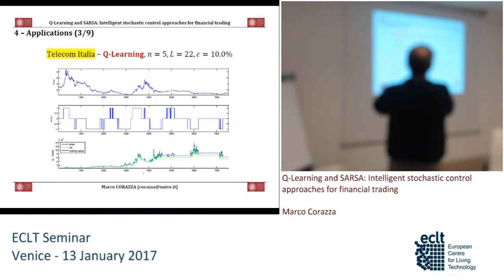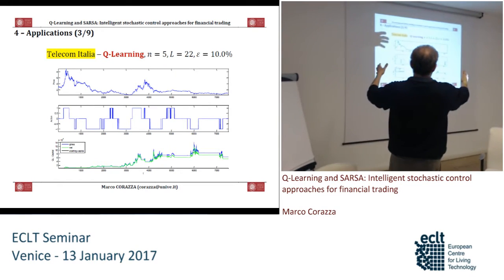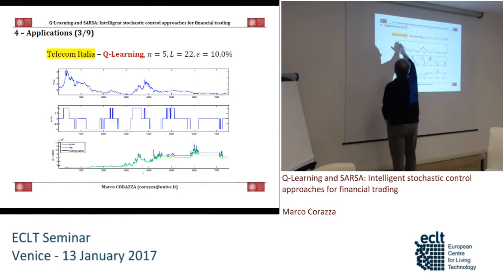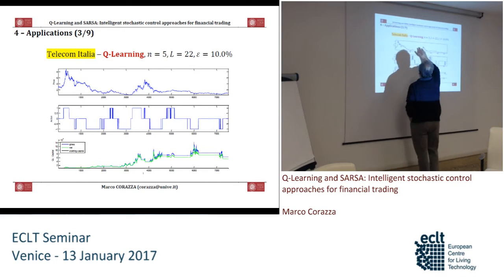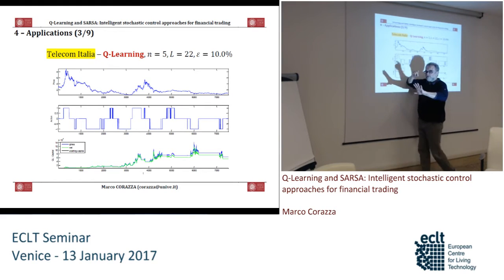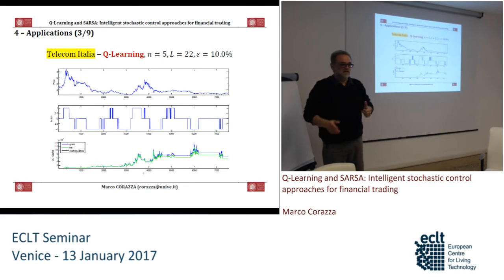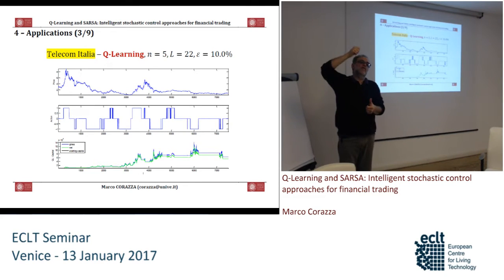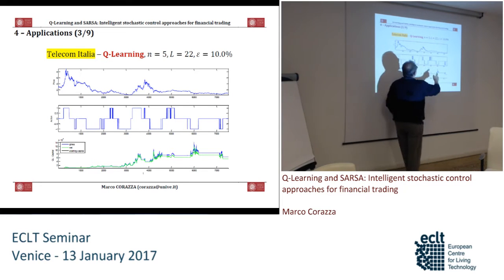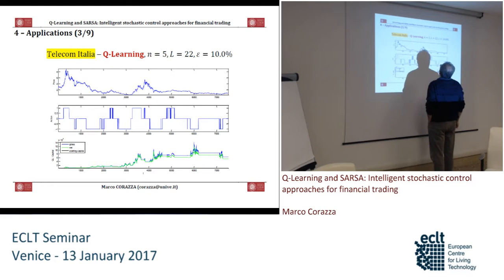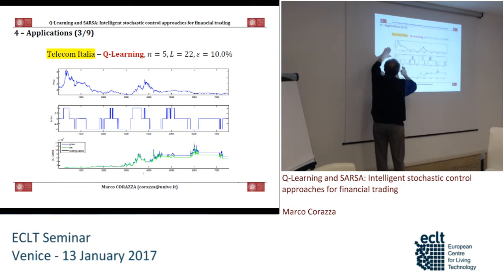In this first figure, you can have an idea of the general behavior of the trading system. In this case, we are considering Telecom Italia. This is the performance of the Q-learning, in which we consider 5 states, that is the current performance and the 4 past performances, in which we calculated the reward on 22 data, and in which epsilon is equal to 10%.